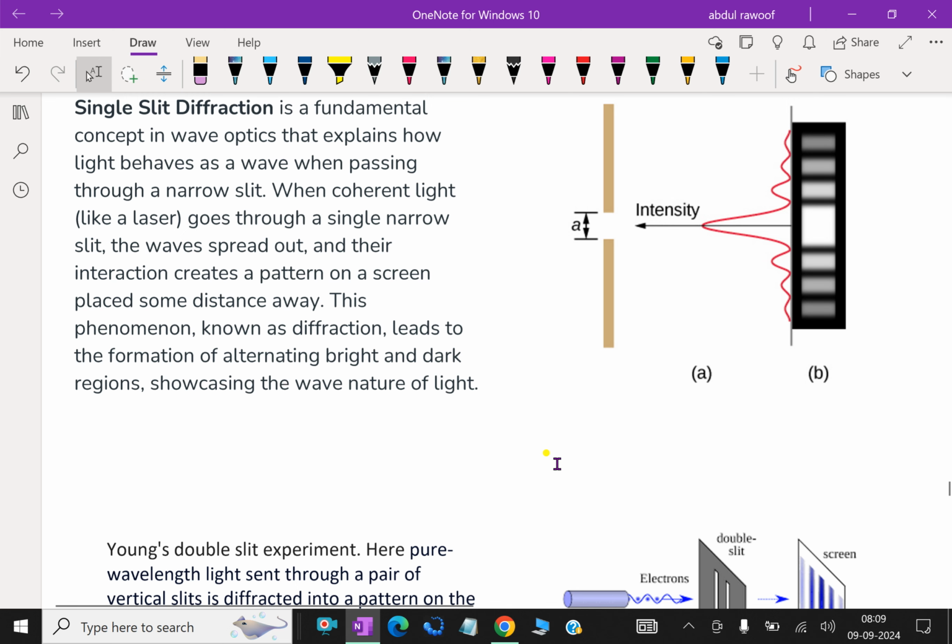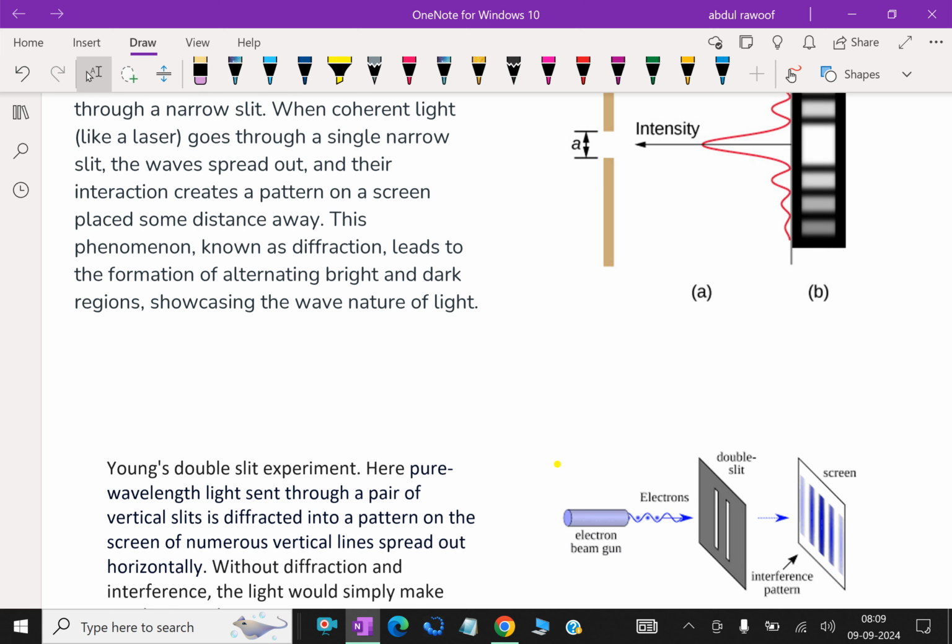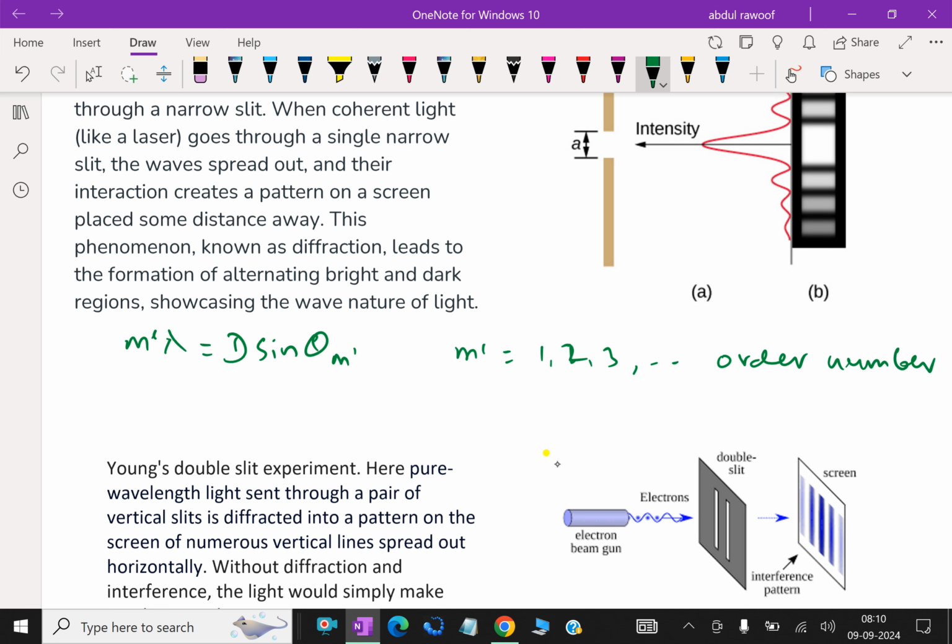Now, here the formula is m' λ = d sin θ_m', where m' is a natural number 1, 2, 3, and so on, the order number of the diffraction dark band.